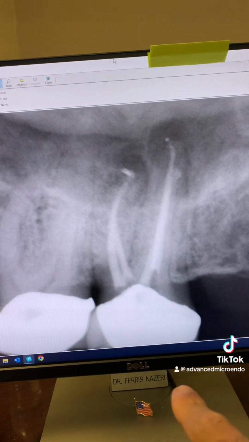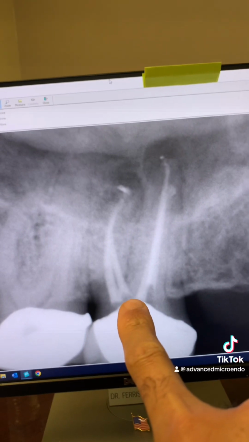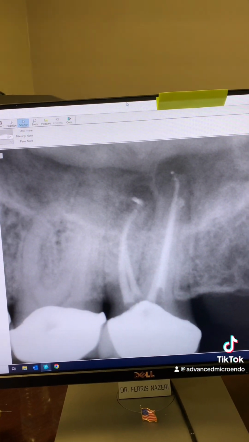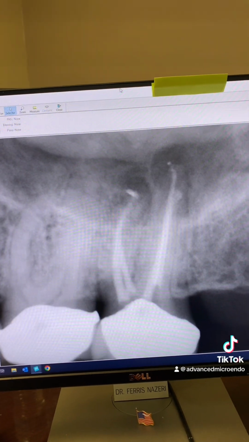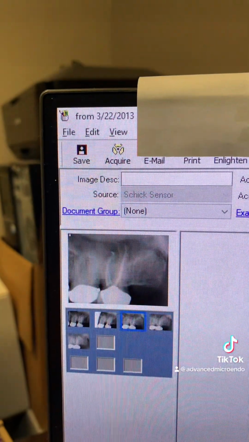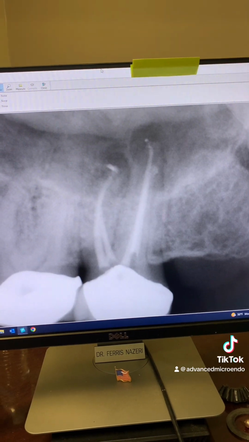This is another angulation of the tooth. As you can see, there was also an MB2. Yes, upper second molars also have MB2s. And again, you can see the periapical lucencies. And again, here's the date, over 10 years ago when we did the root canal. And again, we did the root canal in one appointment.